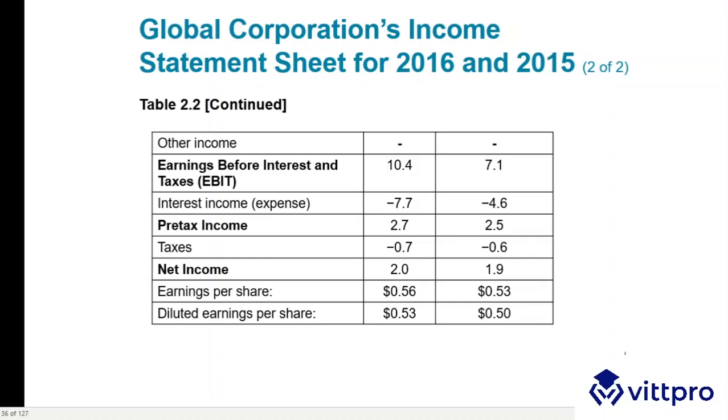And diluted earning per share is calculated as net income divided by existing shares plus any other commitments, right? So the denominator will increase if there is any commitment. If there is no other commitment, earning per share and diluted earning per share will be the same.